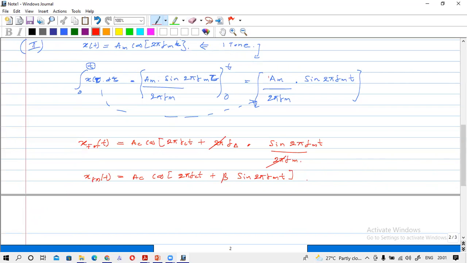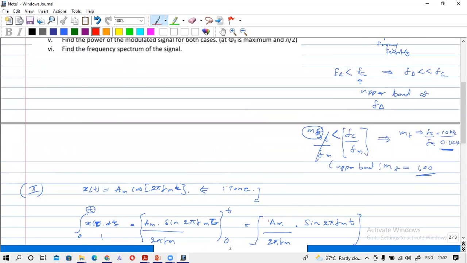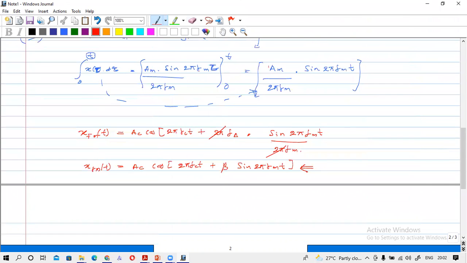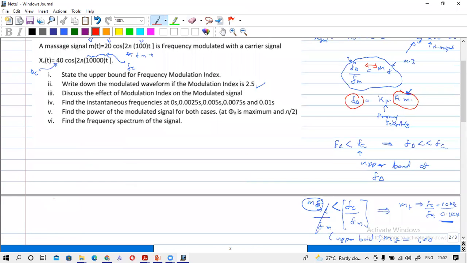So this is the modulated signal. This beta is the modulation index and it is equal to 2.5. And we know that this Ac is 40, this Fc is 10,000 and this Fm is 100 Hertz. So we can write the modulated signal.